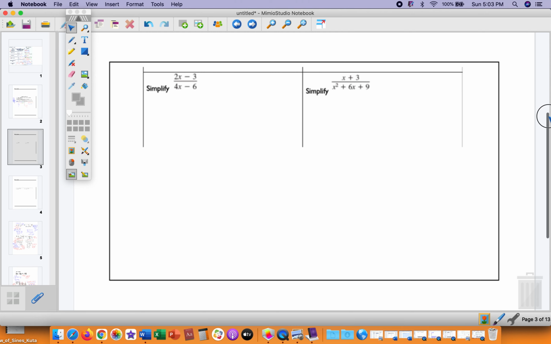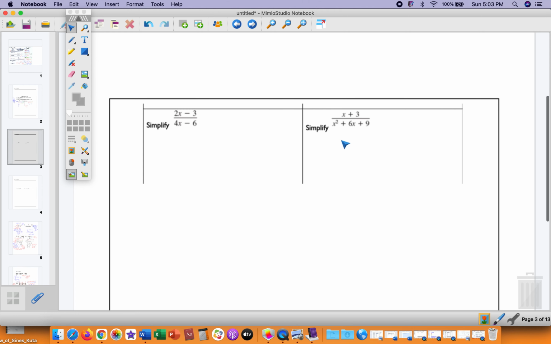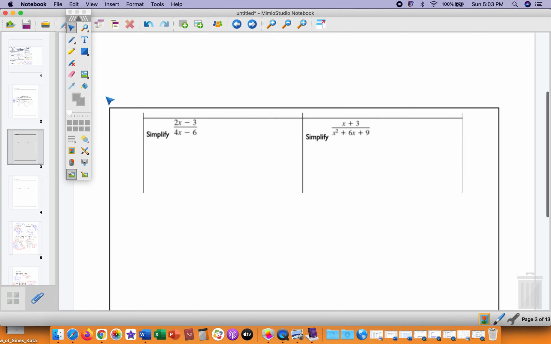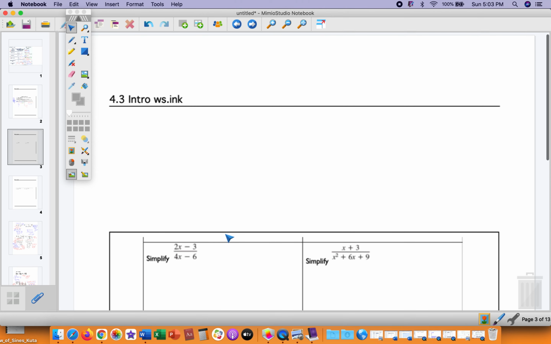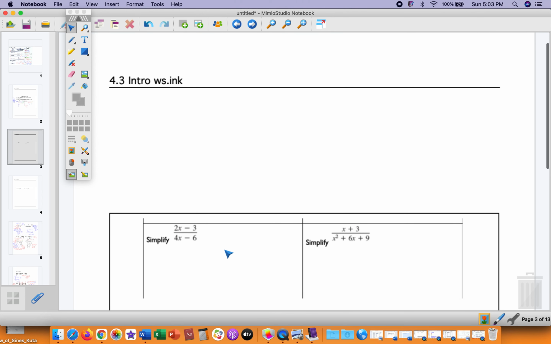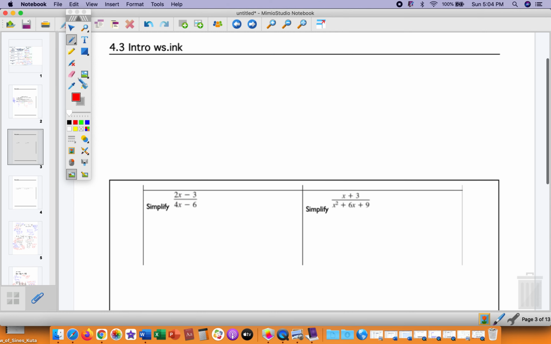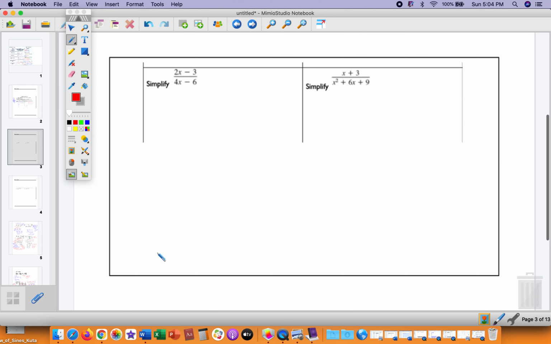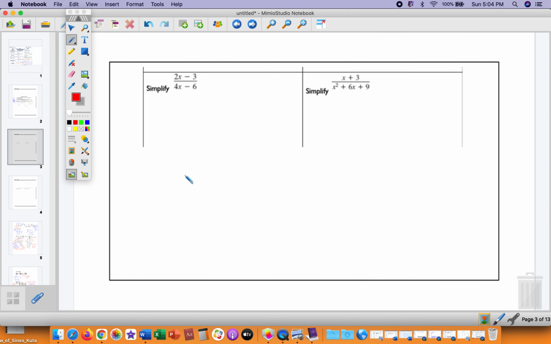So looking at some of these next problems, we're going to do the same thing. So if you see for the next one, it says quantity 2x minus 3 over 4x minus 6. In the numerator, there's no GCF, right? 2 and 3, nothing divides out. So if there's no GCF and you can't factor, throw some parentheses around the expression.